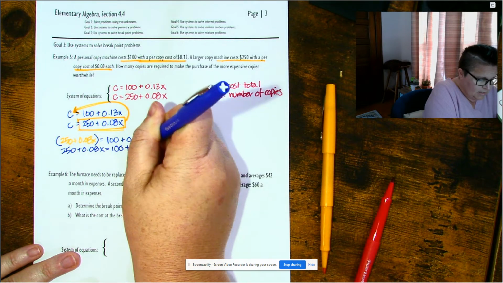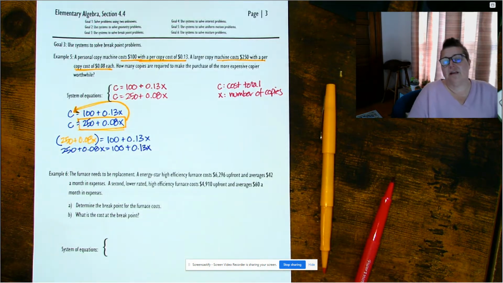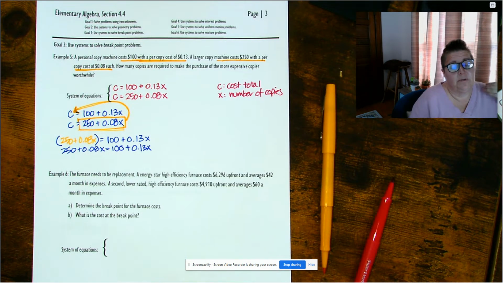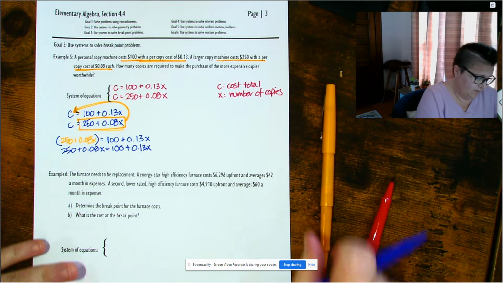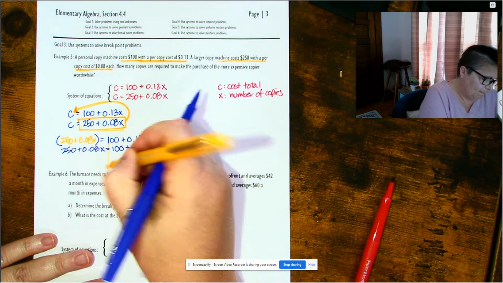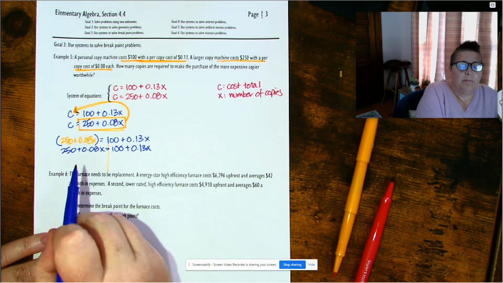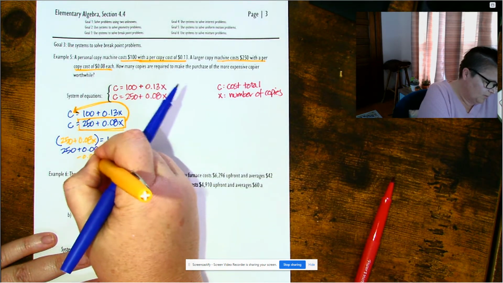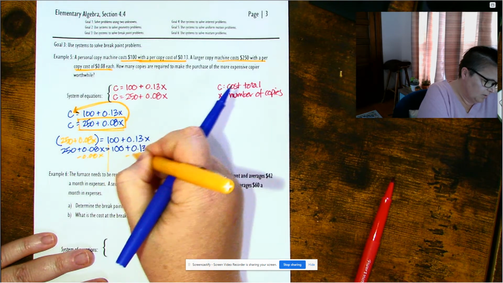This is the kind of thing that in business they have to figure out all the time. All right, so what this does, though, is it puts variables on both sides. So I need to move some variables around. I put my equal sign. I'm going to subtract that 0.08x from both sides of my equation.